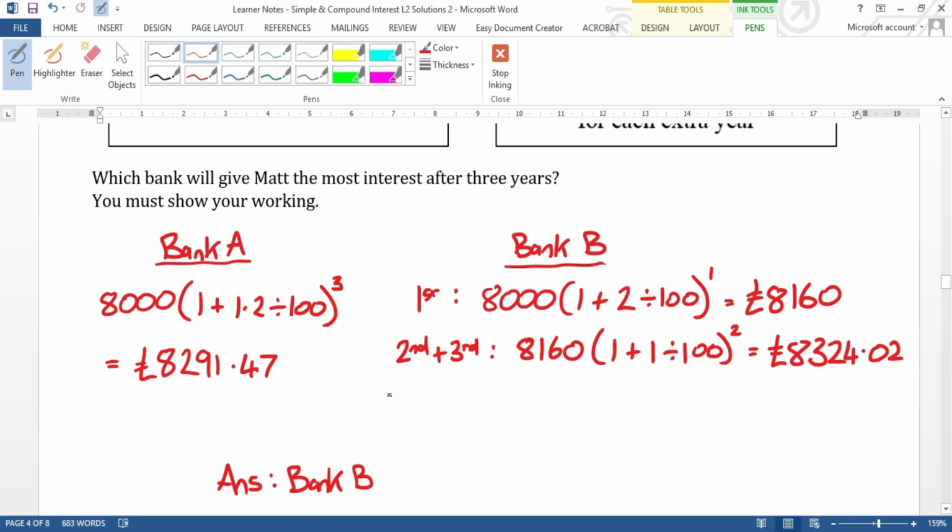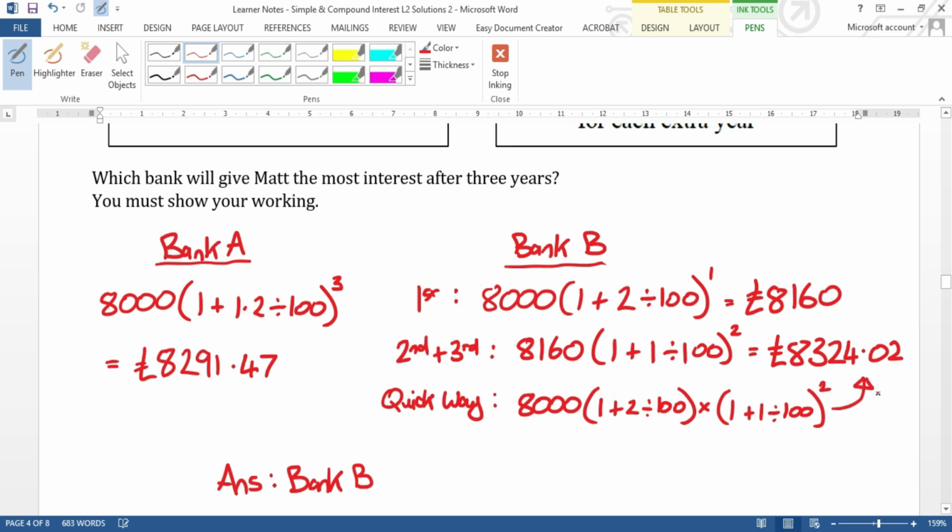The quick way of doing Bank B, what you could have done is 8,000, the initial amount. In one bracket, you put 1 plus 2 divided by 100. And then at the same time, you could put the other brackets as well, which was 1 plus 1 divided by 100 to the power 2. Yep, and it should give you exactly the same answer in one step.